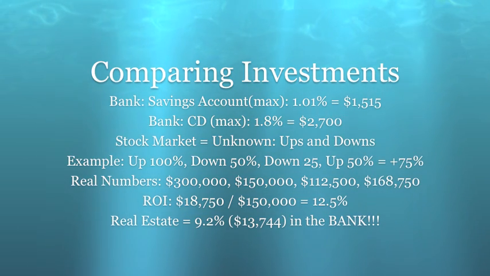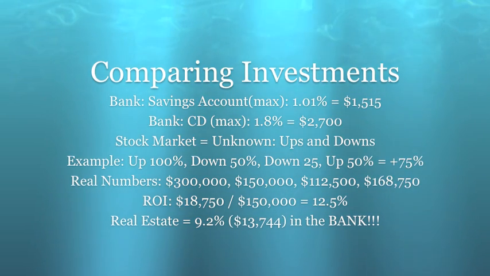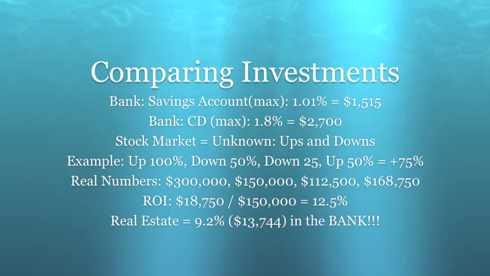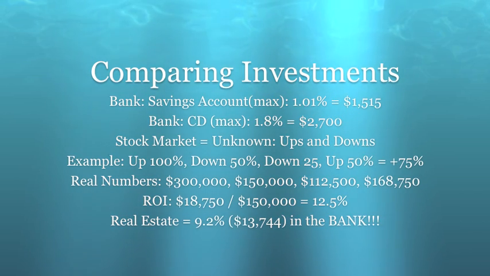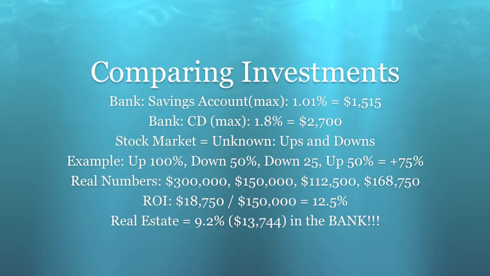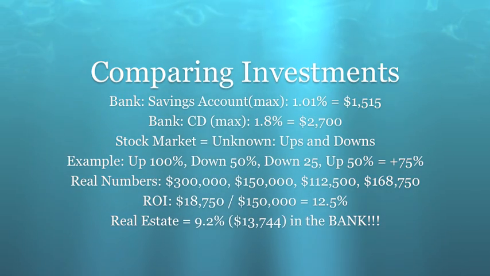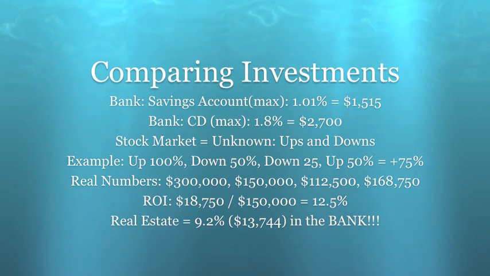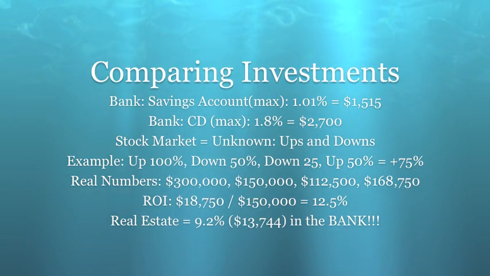In this example, they really sell you on that this stock is up 75%. But let's take a closer look. Using real numbers, at the end of the day, that stock they told you was 75% really equals 12.5%. And that's inflating the numbers for this example. Now with real estate, it is 9.2% for this investment, or $13,744, and you can take that to the bank.